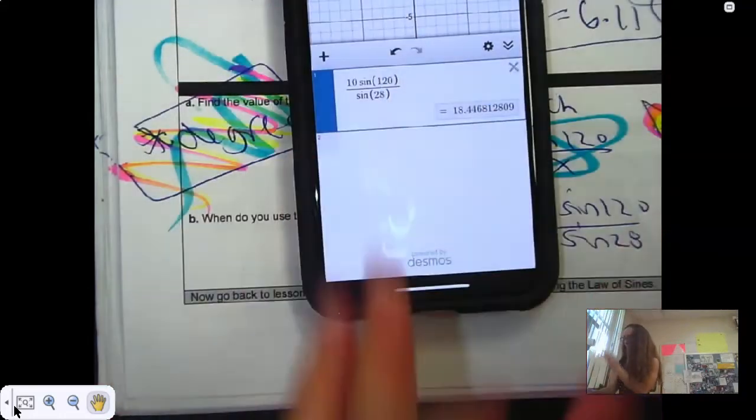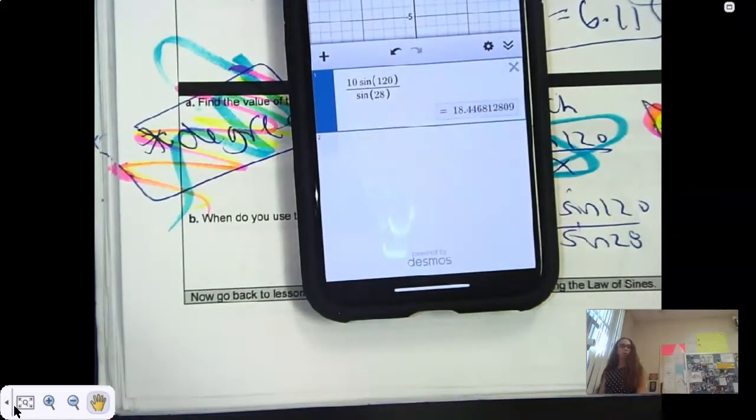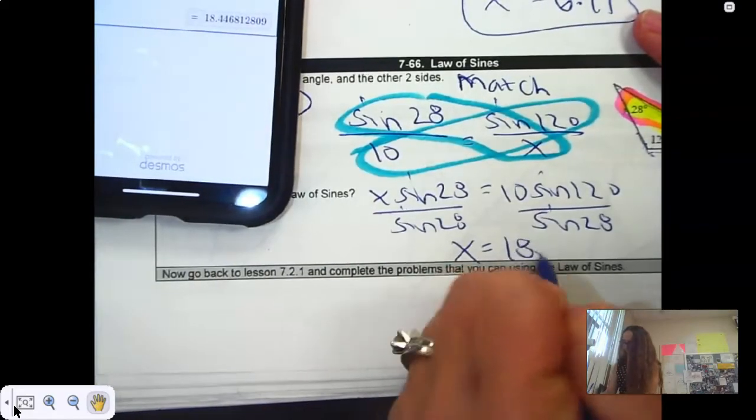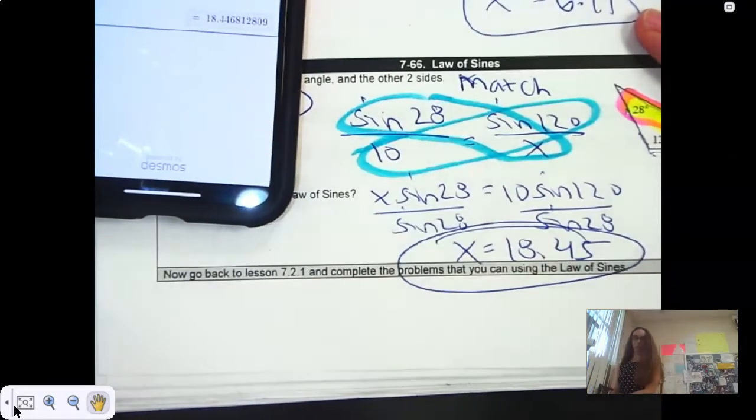And some of you go, well, I'll know if it's not negative. No, you won't, because it's not always going to be negative. It just happened to be in that circumstance. So 18.45. And that's it. All right, let's turn the page.